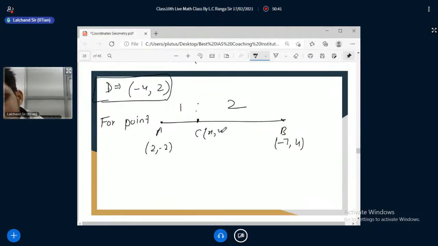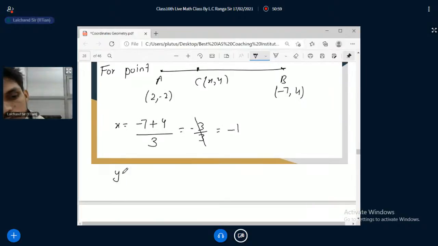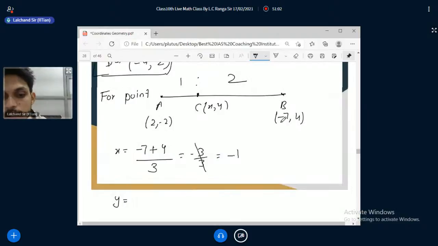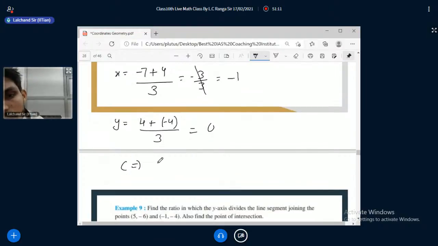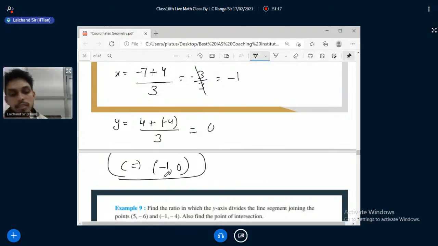Using same section formula, we can write x equal to 1 into minus 7, plus 2 into 2, plus 4, and divide by 3. So here we have minus 3 by 3, that is equal to minus 1. And coordinate of y, that will be 1 into 4, 4, plus 2 into 2 minus 4, divided by 3, that is 0. So point C coordinate will be minus 1 comma 0, isn't it? This is the coordinate of point C. Okay.